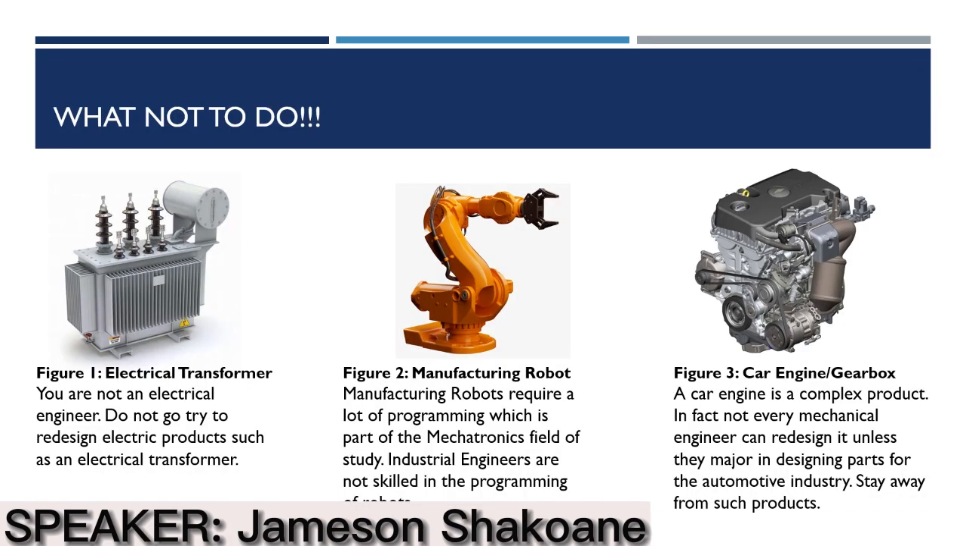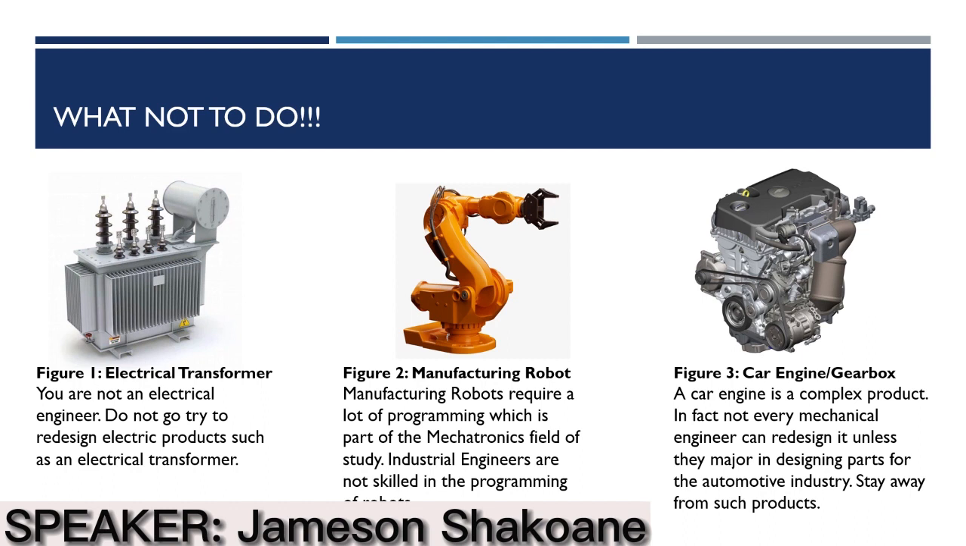And these are some of the things that you are expected not to do or not to consider doing. Figure 1 shows an electrical transformer. We are industrial engineers, we are not electrical engineers, so we know very little about electrical transformers. So try to stay away from such products, because there's a lot that goes into it. It's not just about the structure of it, but it's about how this component or other product really functions.